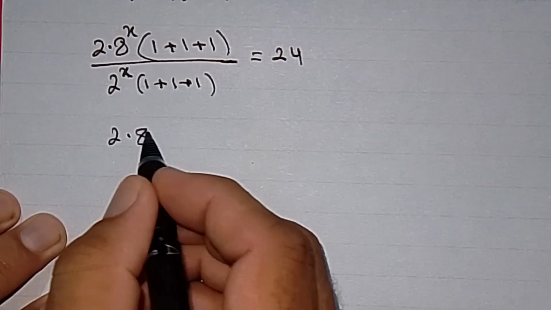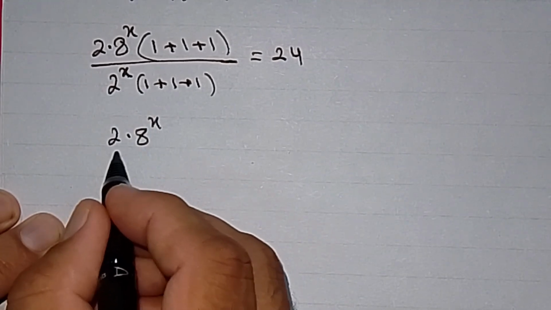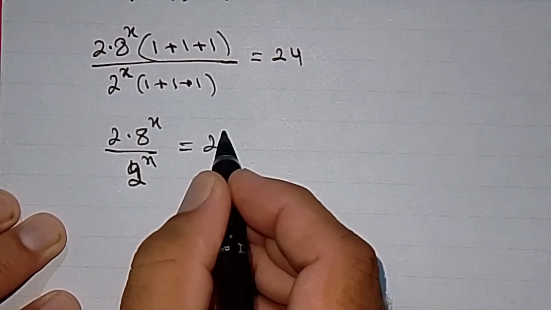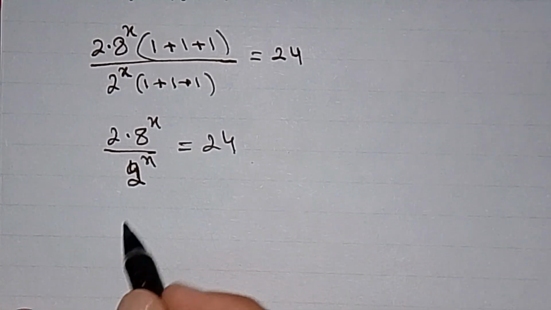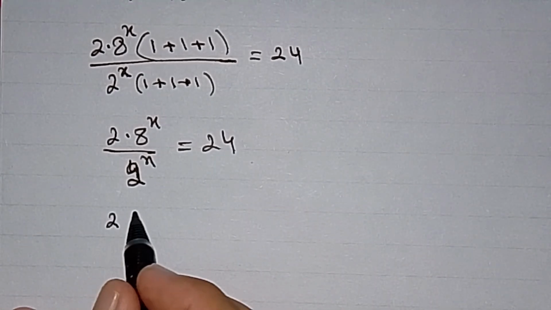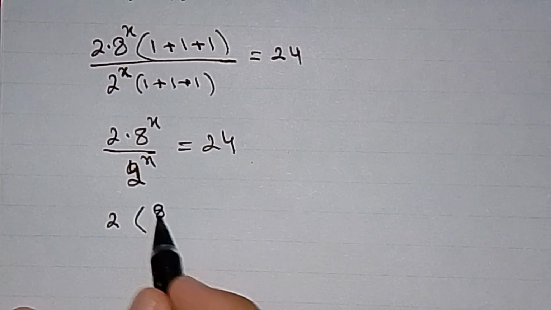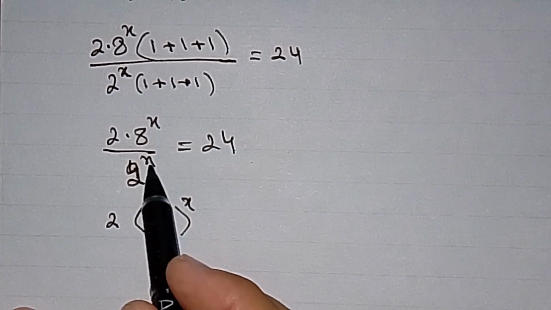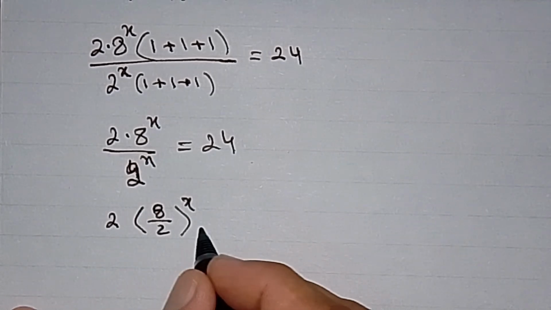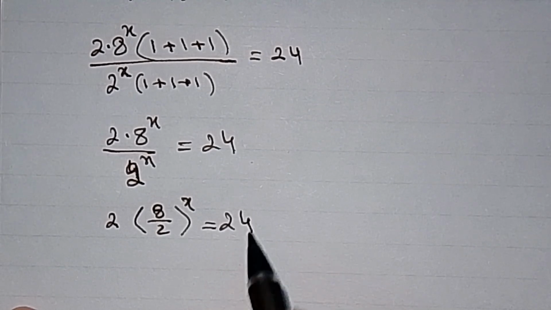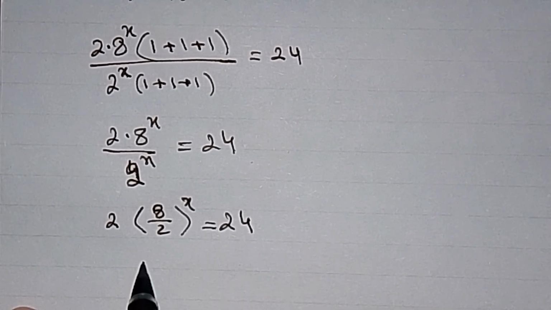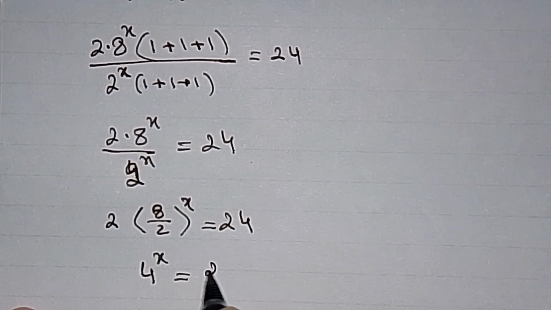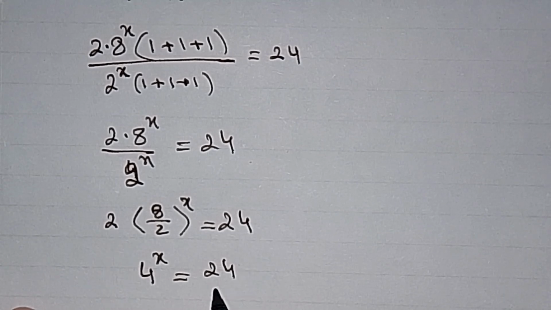2 into 8 raised to the power x over 4 raised to 2 raised to the power x is equal to 24. Here, 2 into 8 over 2, raised to the power x. When the powers are the same, then we can write in the same bracket, is equal to 24. 4 raised to the power x is equal to 24 by cross multiplication.